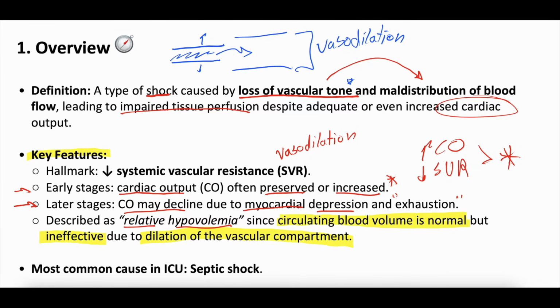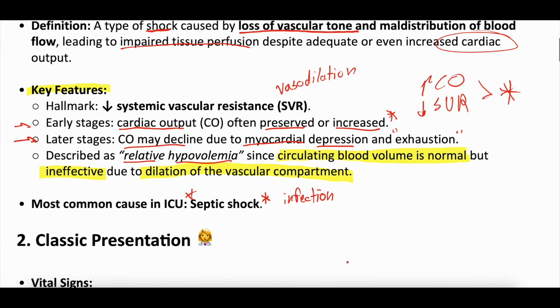The most common cause of distributive shock, and one we've talked about on this channel many times, is septic shock, right? This is a distributive shock from an infection when your immune system goes all haywire and causes lots of inflammation throughout the body, leading to distributive shock. And again, we'll get more into that as the video goes on here.